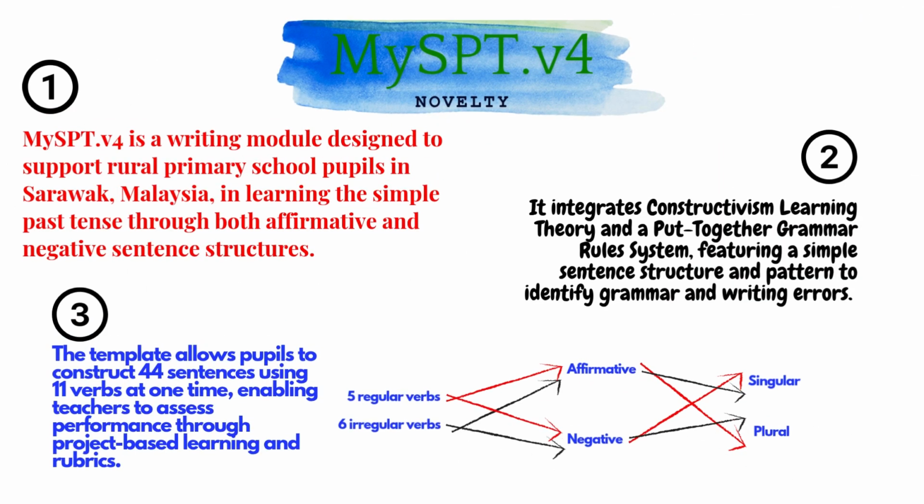MySPT version 4, the novelty. MySPT version 4 is a writing module designed to support rural primary school pupils in Sarawak, Malaysia, in learning the simple past tense through both affirmative and negative sentence structures. It integrates constructivism learning theory and a put-together grammar rule system, featuring clear sentence structures and patterns that help identify grammar and writing errors. The template enables pupils to construct up to 44 sentences using 11 verbs in a single session. This allows teachers to assess learners' performance effectively through project-based learning and rubric-based evaluation.